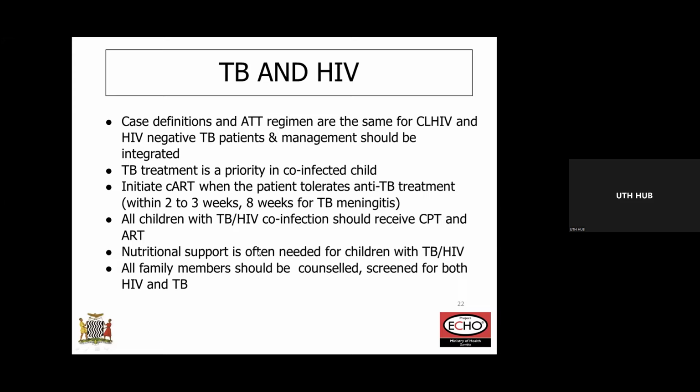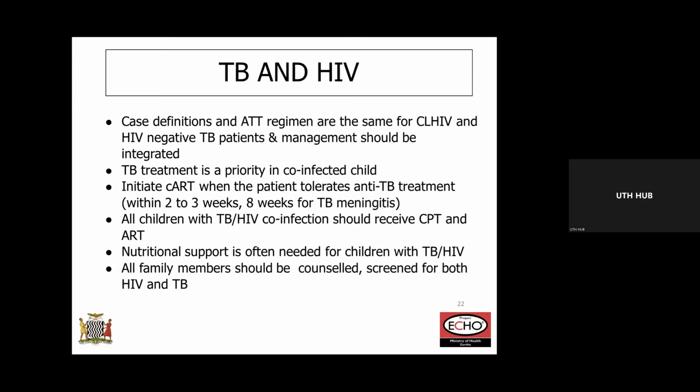So TB and HIV. Like we see HIV in adults, there are also children that have HIV, and the case definitions don't differ between adults and children, or those living with HIV and those who are negative. There's no difference. But what we need to note is that TB takes priority. So if we see a child who has HIV today and we have diagnosed them with TB at the same time, we'll start this child on TB treatment and try to initiate ART within 2 to 3 weeks of starting treatment if they have pulmonary TB. For TB meningitis, it's recommended that we wait even as long as 8 weeks before starting ART.